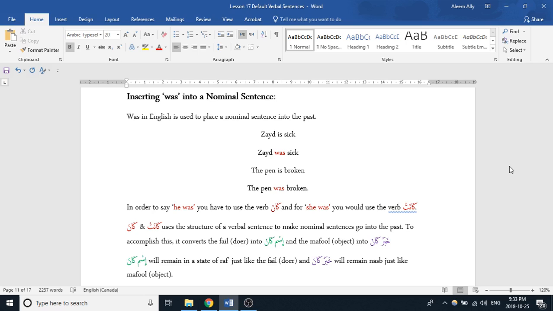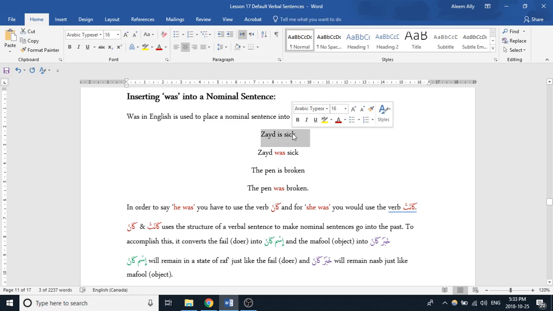Before we get into the how, it's important that we understand what "was" even means in English. When "was" is used in English, it's used in order to place a nominal sentence into the past. So let's say we have something such as Zaid is sick. That's currently happening. Zaid is currently sick. But if I were to put "was" in there, then that would be something of the past.